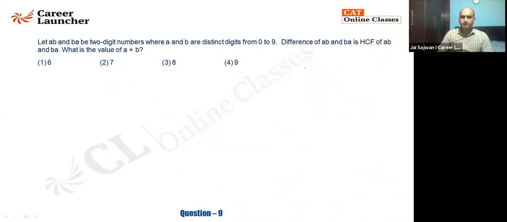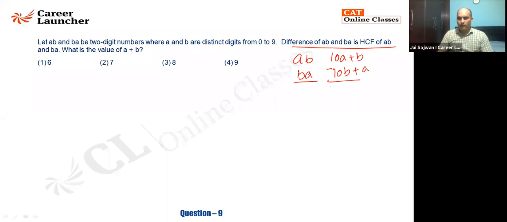Anyone else? देखिए, any number is AB. If you reverse it, it becomes BA. So I'll write a number as 10A plus B, and this number is 10B plus A. The difference, I'm writing this thing. So the difference between them is 9 times (A minus B), which is the HCF of AB and BA.